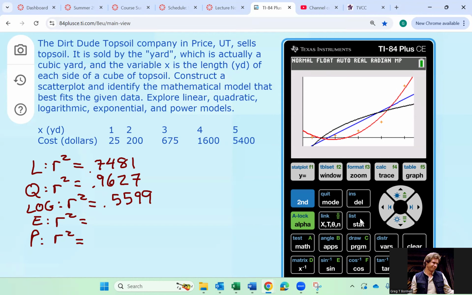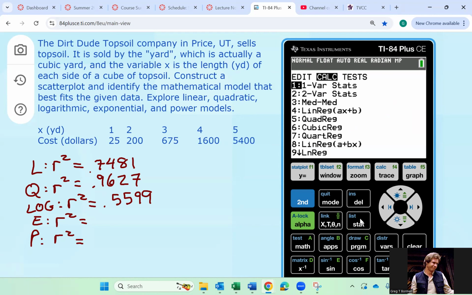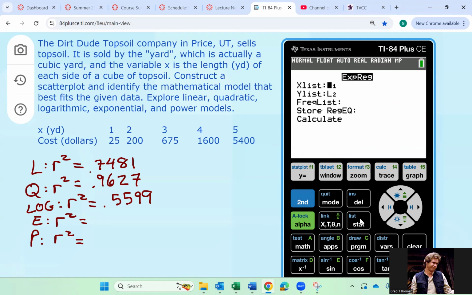Okay, next one, let's go stat over, and then we need exponential. I think that's 0. Yep, exponential regression. And I'm going to put this in y4. Again, you don't have to do all the graphing stuff, but it's good to be looking at the data and thinking about it.